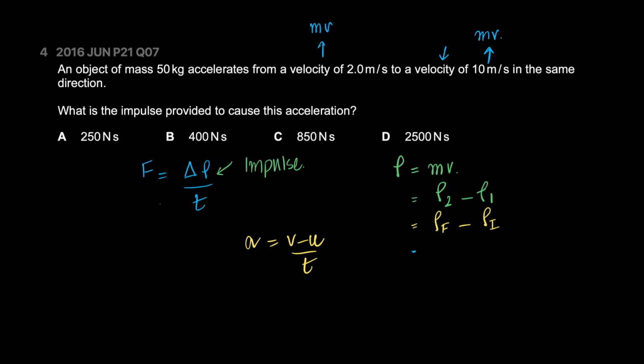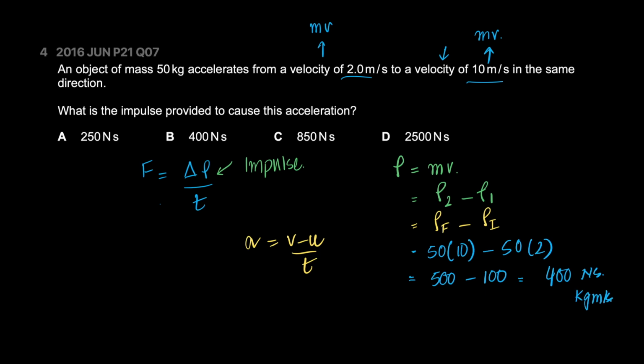All right, so that's 50 times 10, because it's 10, minus 50 times 2, because it's 2. That's my calculated initial momentum, right? And this is 500 minus 100. That's 400 Newton seconds or kilogram meters per second. Either is fine. They're using Newton seconds. B is my best answer right now.